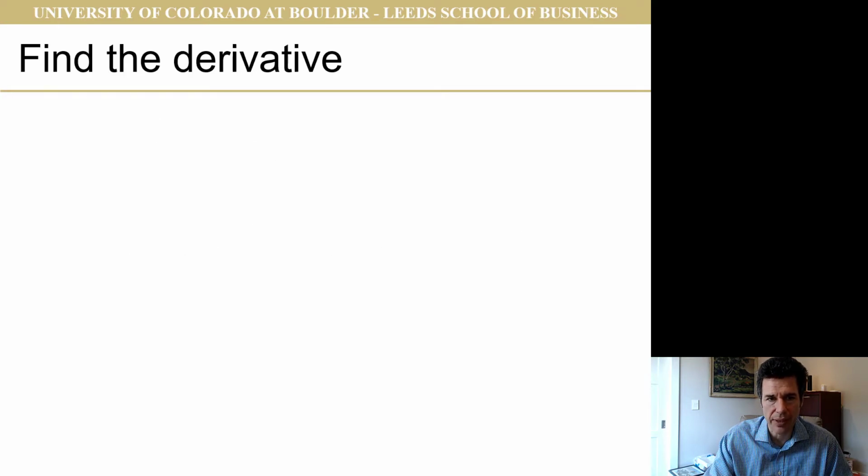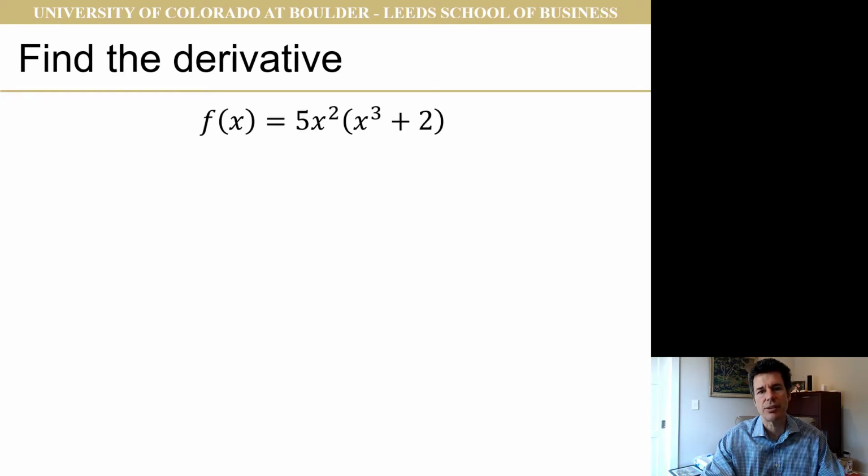So we want to find the derivative, and we have a function 5x squared times x cubed plus 2. Our first function is 5x squared, and our second function is x cubed plus 2. In this case, it's pretty straightforward to figure out what our two functions are. Sometimes it's a little more difficult, but this is the idea.